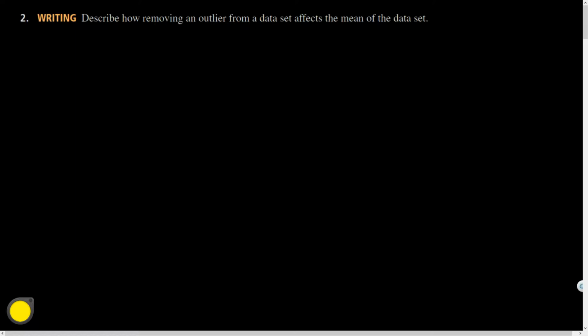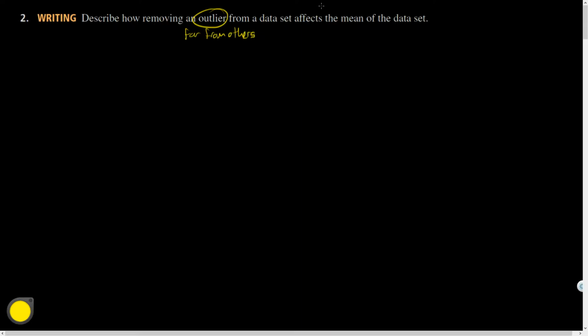And within data sets, we have measures of center as well as measures of variation. We'll talk about that a little later today. But it asks this question here. It says, describe how removing an outlier from a data set affects the mean of the data set. Okay, so that's a little bit interesting. So if I have an outlier, that means it's a point that is far from the others, is kind of the general way to think about it.